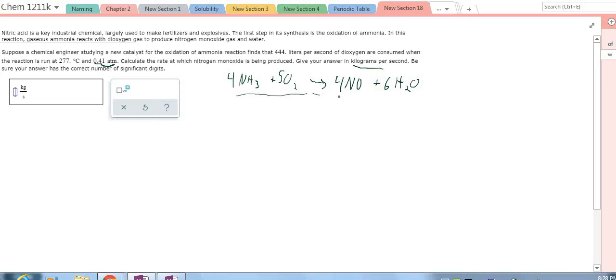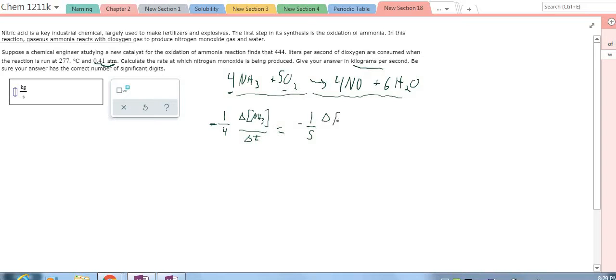And so when we write those rates, we want to write like this. If you remember from our lecture, I'm going to look at that coefficient right there. So 1 over 4, and that's going to be consumed. So I put a negative there because that ammonia is going to be consumed, times the change in the concentration of NH3 with respect to time. That's going to be equal to a negative 1 over 5.